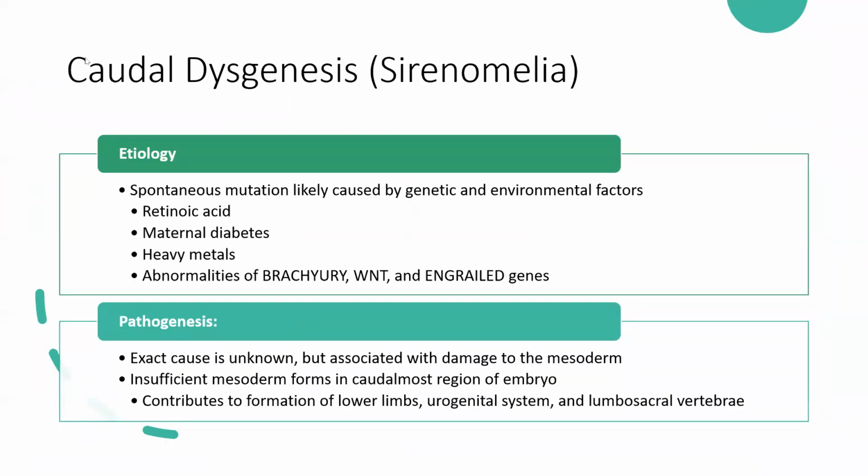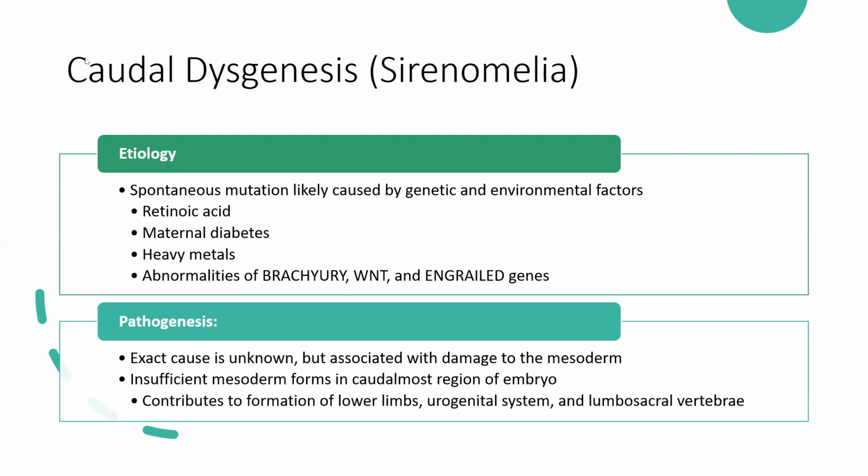So spontaneous mutations likely caused by genetic and environmental factors are what result in this condition. Things that can cause this are retinoic acid, maternal diabetes, heavy metals, and abnormalities of the brachyury gene, the WNT gene, and the engrailed genes.